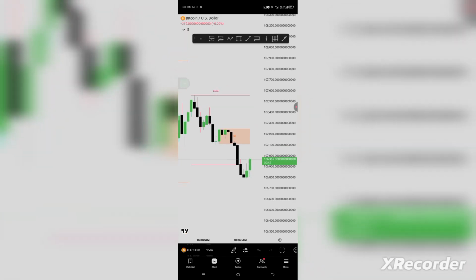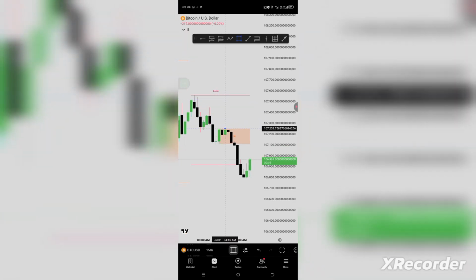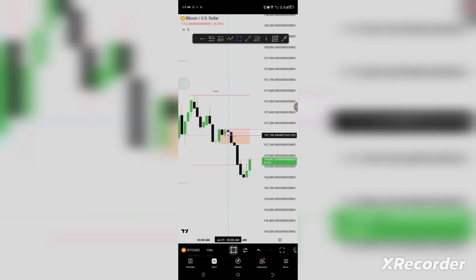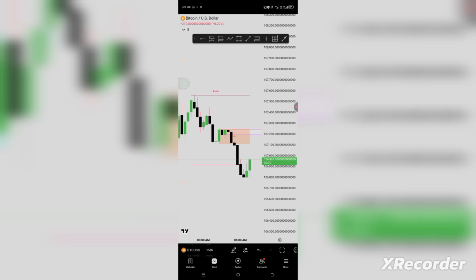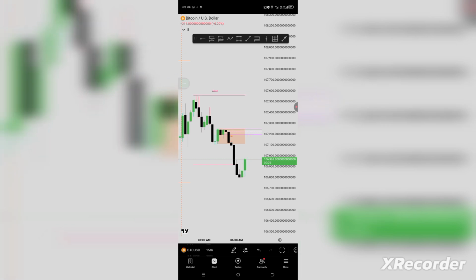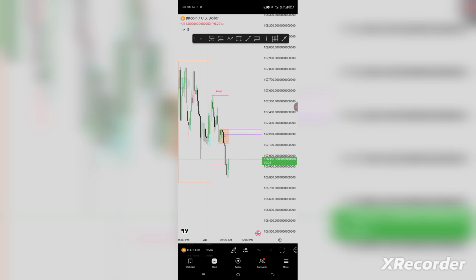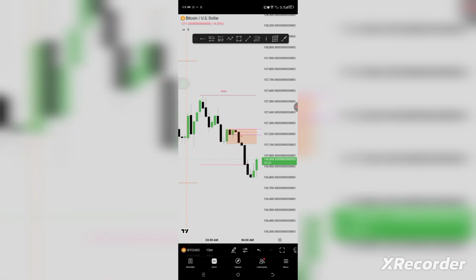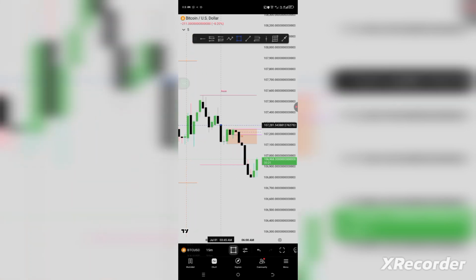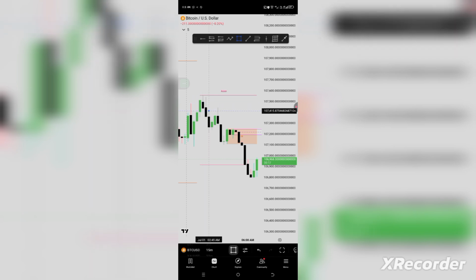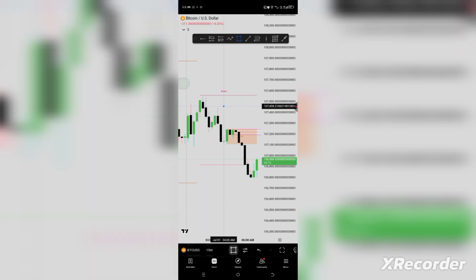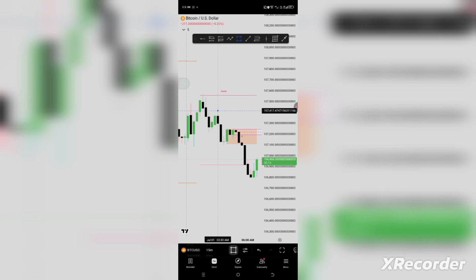So I think I would prefer to go with this one. Why? Because there is currently an order block and a fair value gap within this range. So I'm expecting price to... if I probably want to go with this, you can see right here that this fair value gap has been mitigated already with this candle wick.